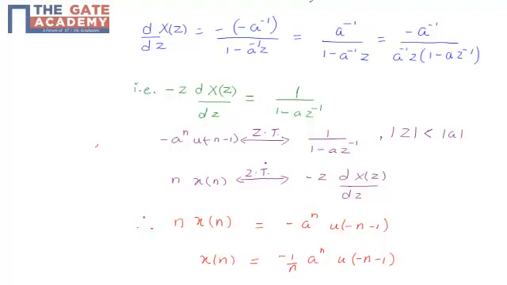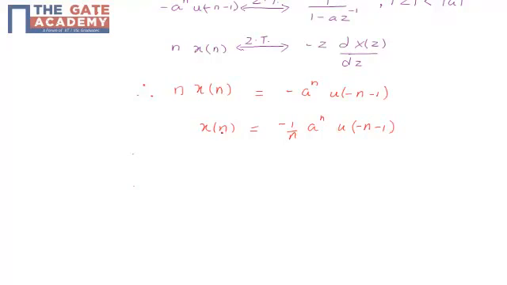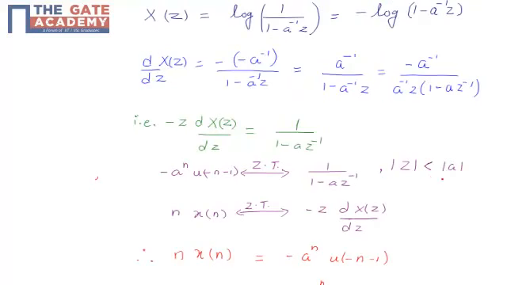So comparing these two equations, we can say that n times x of n is equal to minus a raised to n u of minus n minus 1. So this is nothing but, if we rearrange the terms again, we get the final answer, that is x of n is equal to minus 1 by n a raised to n u of minus n minus 1, for the range of mod of z less than mod of a.